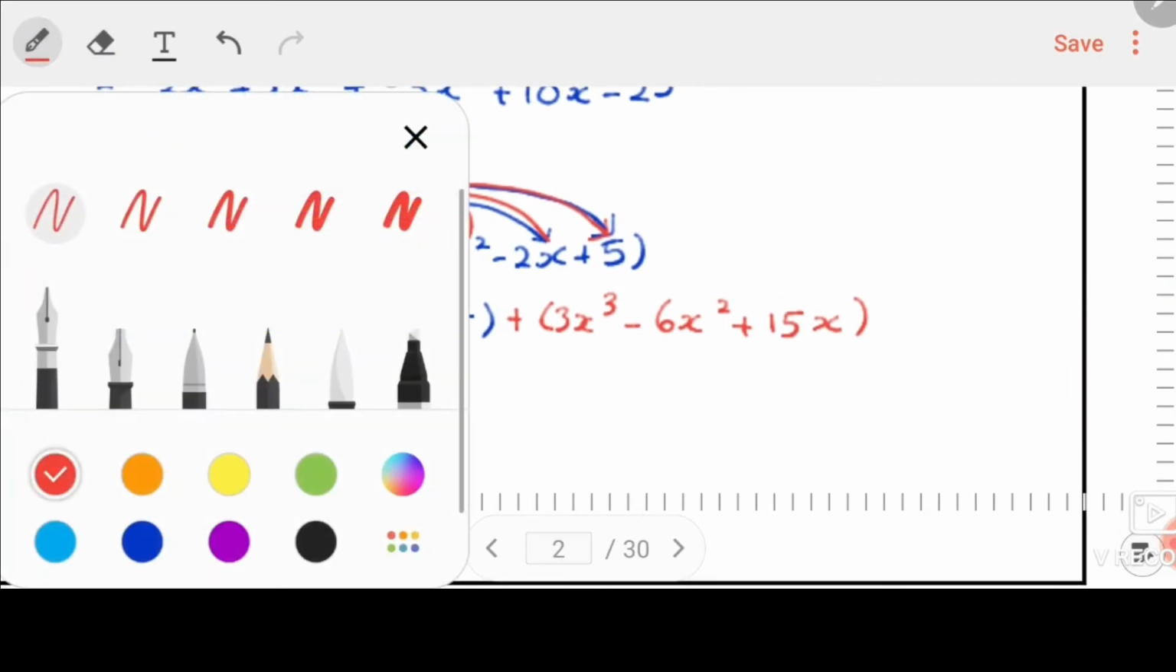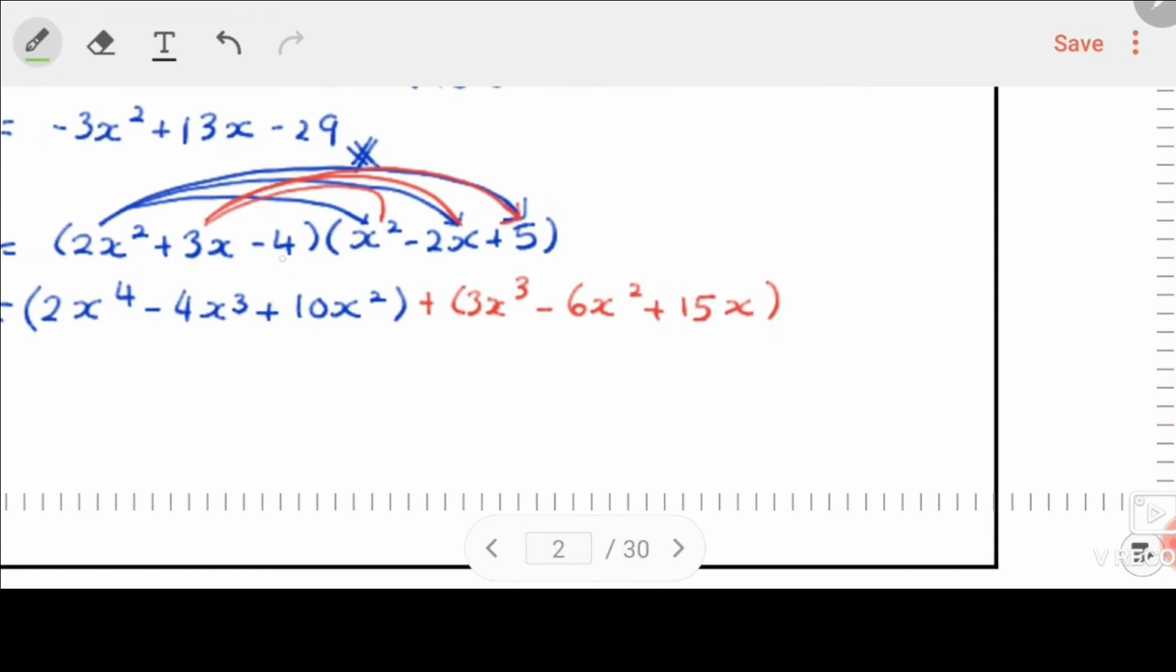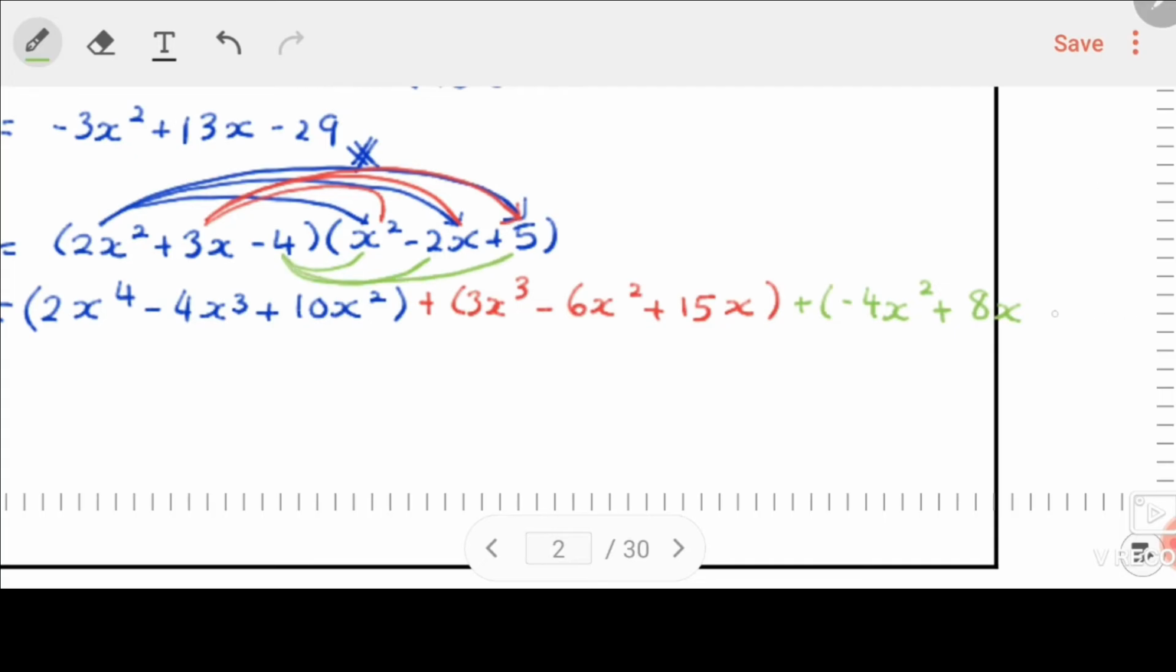Next, by using another color, maybe I can use green. Okay, next, we multiply negative 4 with each term in the second bracket. So we have plus negative 4 times x squared, we have negative 4x squared. Negative 4 times negative 2x becomes plus 8x. Negative 4 times 5 becomes negative 20.